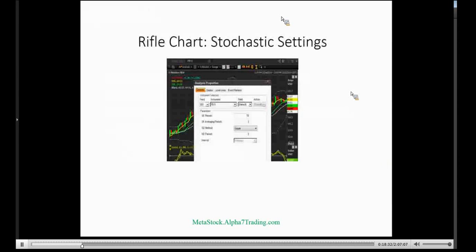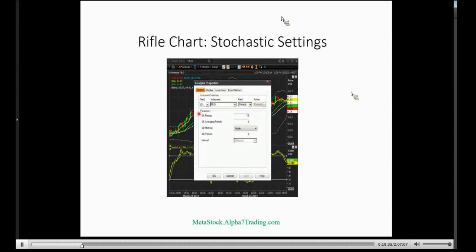And this is what your rifle charts look like on your setup, 15, 3, 3, on your stochastics, that is. Stochastics is what tends to throw most people off.